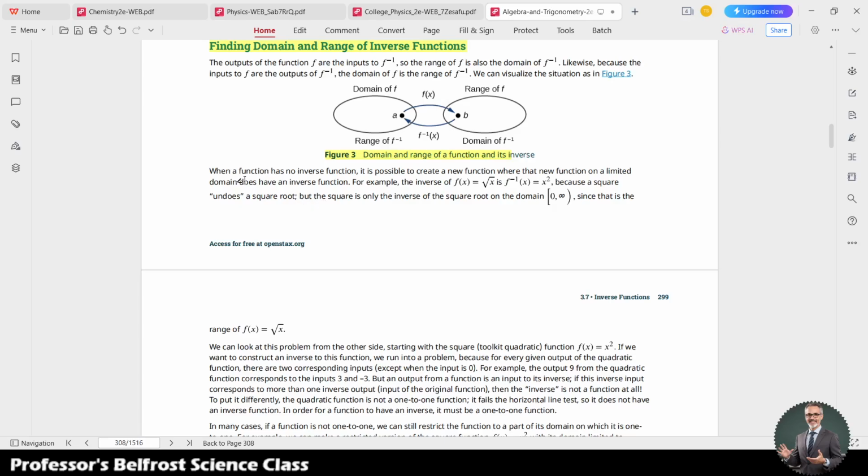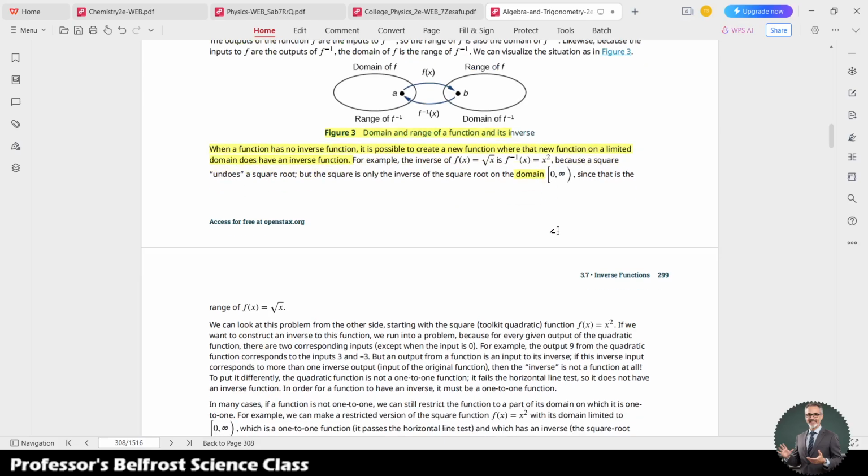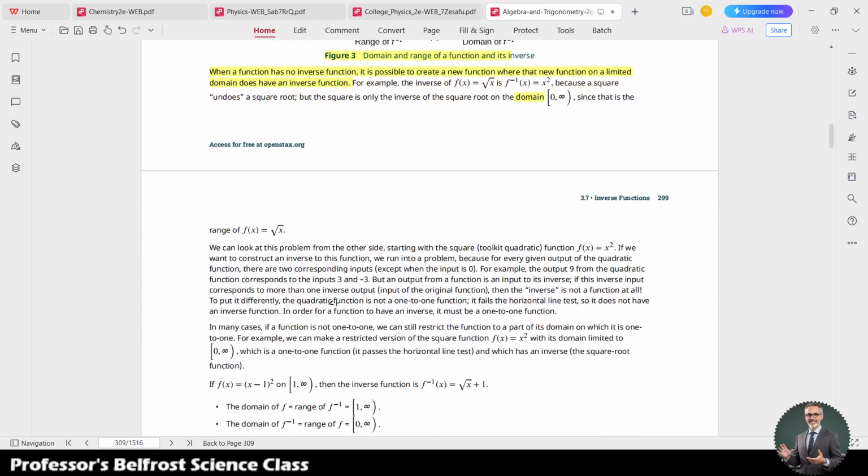When a function has no inverse function, it is possible to create a new function where that new function on a limited domain does have an inverse function. For example, the inverse of f(x) equals the square root of x is f inverse of x equals x squared, because a square undoes a square root, but the square is only the inverse on the domain from 0 to infinity, because you cannot square a negative number, right? You cannot square a negative number.